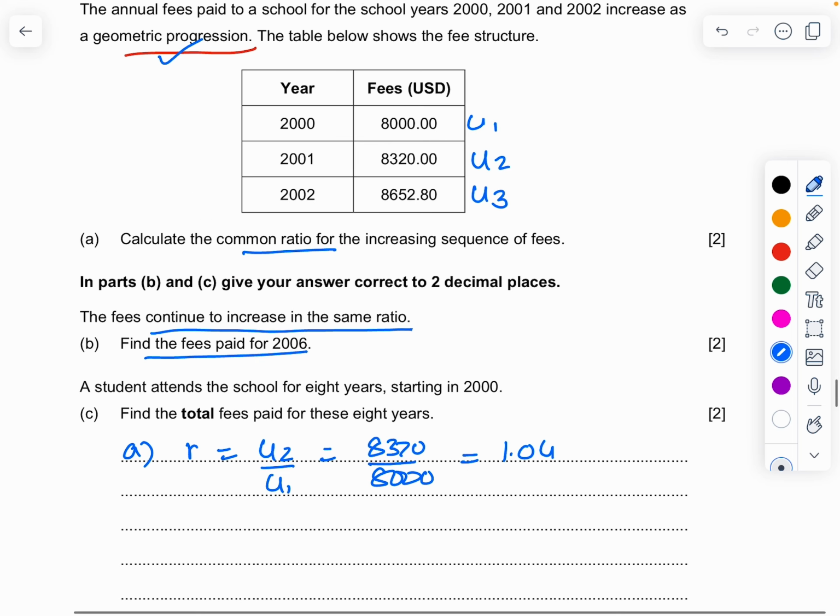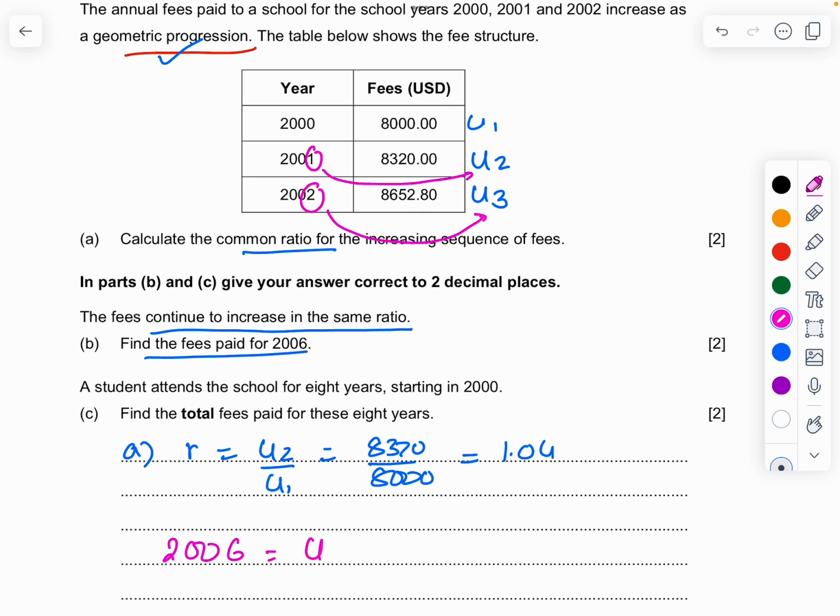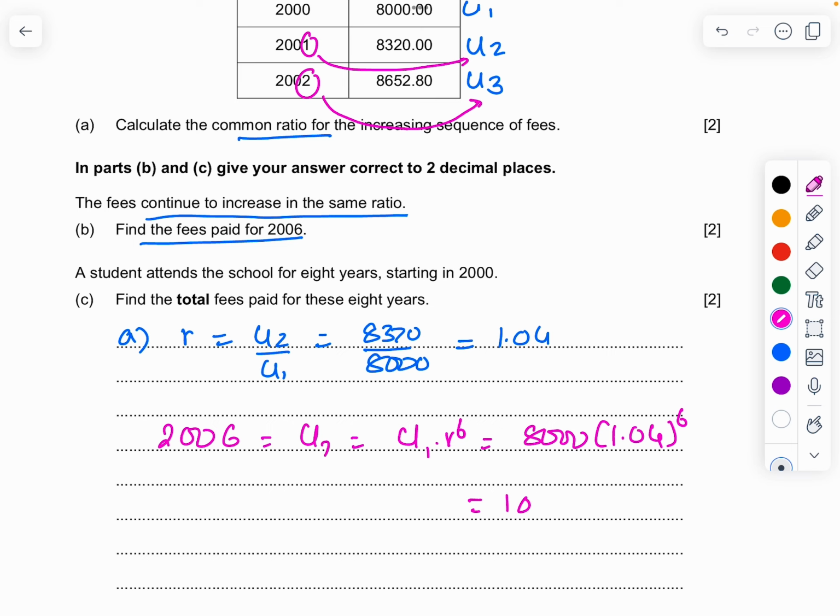Fees paid in 2006. If 2002 is U3 and 2001 is U2, then 2006 is going to be U7, which is U1 times r to the power of 6, which is 8000 times 1.04 to the power of 6. This gives me 10,122.55 US dollars.